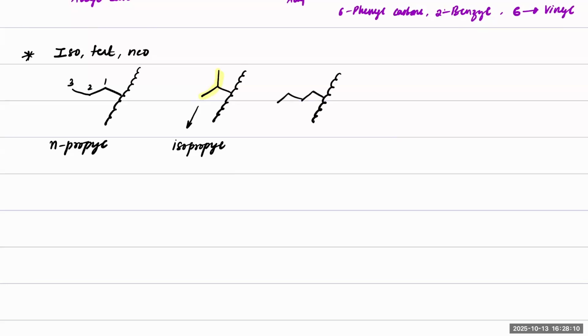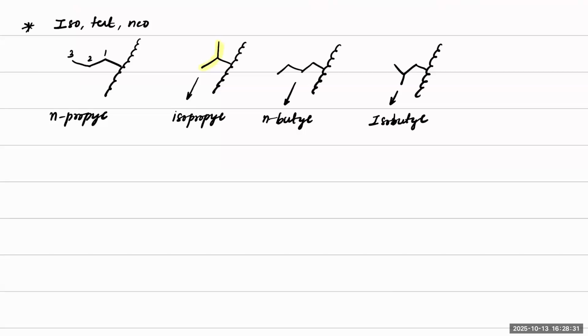Similarly, if you have 1, 2, 3, 4 carbons, this will become N-butyl. This is an N-butyl substituent. While if you have the same butyl but I have changed one position here, then that will become isobutyl. So this is the isobutyl group. Got it? You can keep on doing it. Iso means you have to keep on pushing it till you get that.